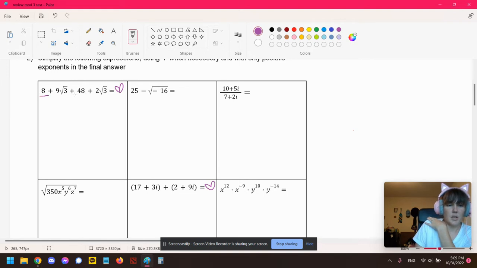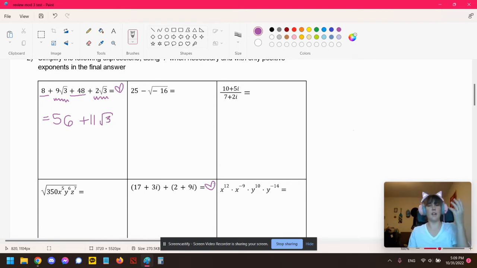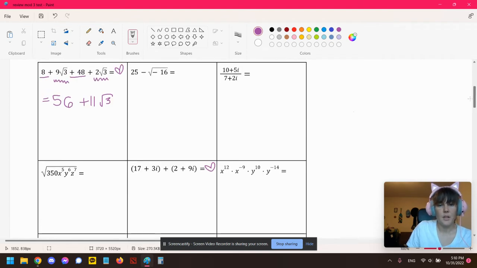So what I mean by like terms is 8 and positive 48 are just a number. So we're just going to add those two numbers. And then 9 root 3 and 2 root 3 are also like terms because we're just saying we've got 9 square roots of 3 and then also 2 additional square roots of 3, making for a total of 11 square roots of 3. We're adding those as if they were exponents, right? Same thing down here for the 17 plus 3i plus 2 plus 9i question. There's nothing outside of these parentheses that suggests that we should even have them, so we can actually do away with these parentheses immediately.